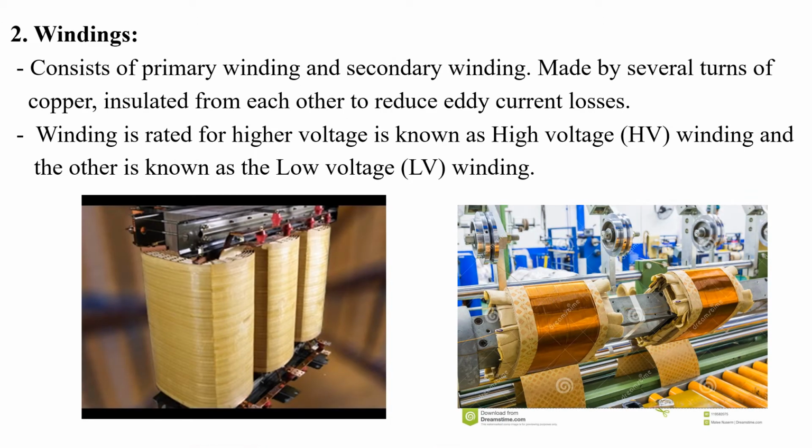Next we can discuss windings. Windings can be primary and secondary windings. Normally supply is provided to the primary side and loads are connected to the secondary winding. They are made up of conductors, normally copper, and they are insulated from each other to reduce eddy current losses. These points are very important for technical exams.